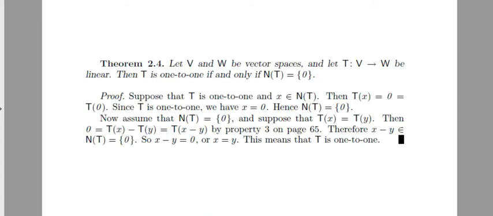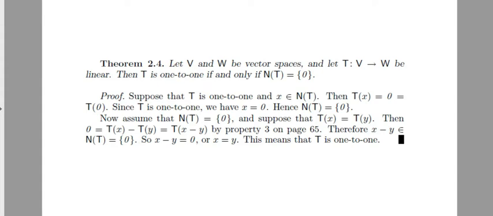Now we see the next theorem: if V and W are any vector spaces and T from V to W is linear, then T is 1-1 if and only if the null space of T contains only {0}. Suppose that T is 1-1 and let x belong to N(T). We have to show that this x will come out to be 0. Since x belongs to N(T), T(x) is equal to 0, which is equal to T(0). But the map is 1-1, so x will be 0. So N(T) is equal to {0}.